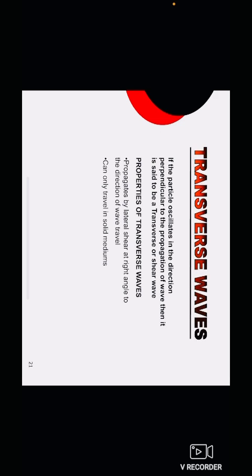Transverse waves. If the particles oscillate in the direction perpendicular to the propagation of the wave, then it is said to be a transverse or shear wave. Properties of transverse wave: it propagates by lateral shear at right angles to the direction of wave travel. It can only travel in solid mediums.